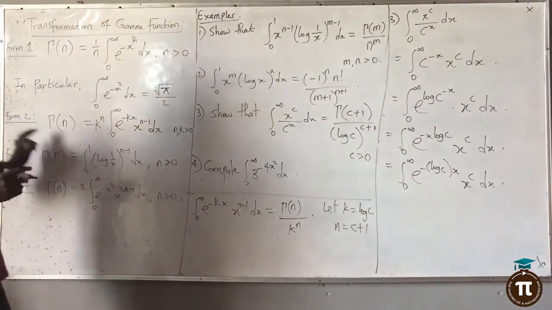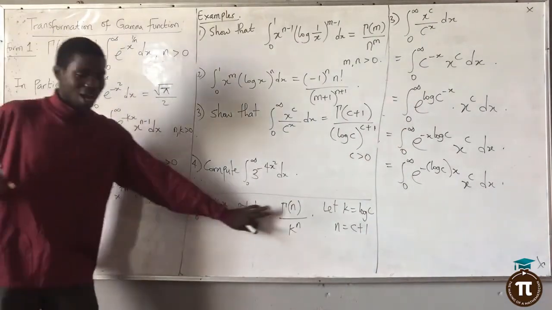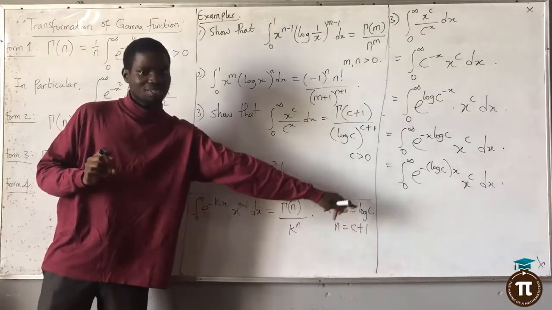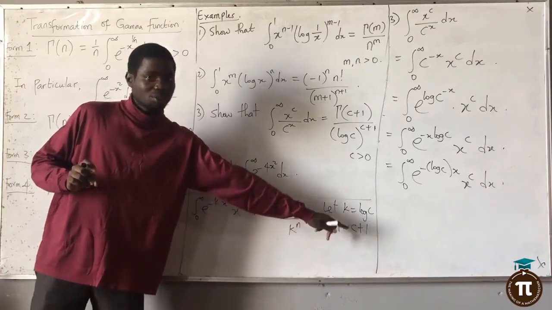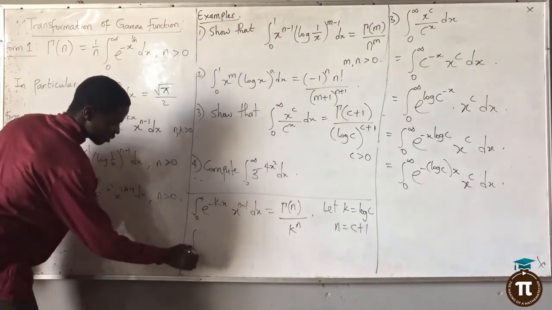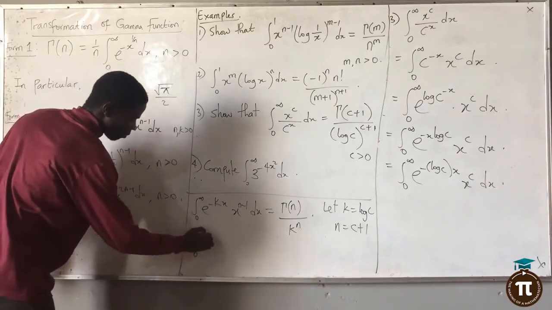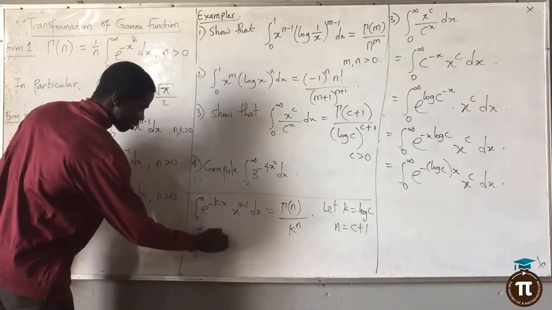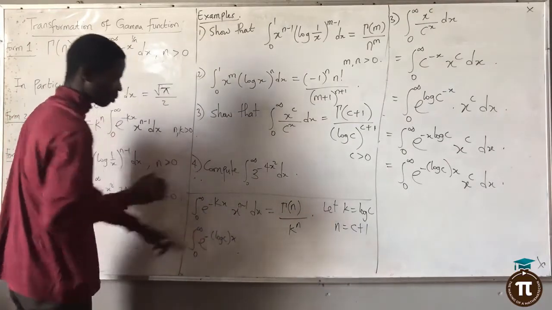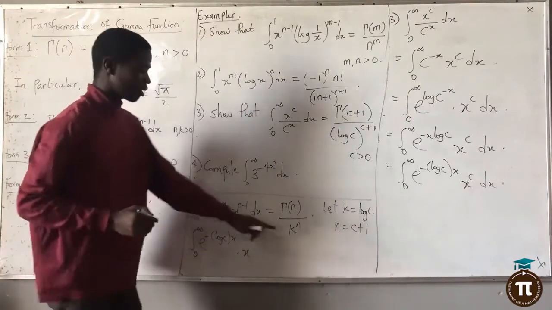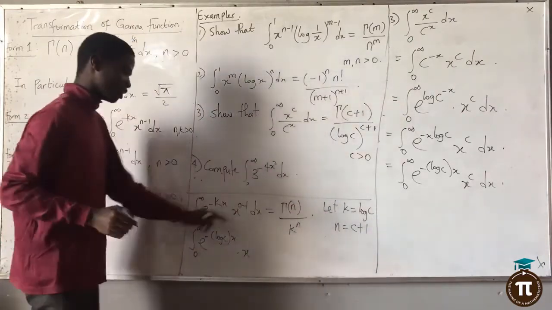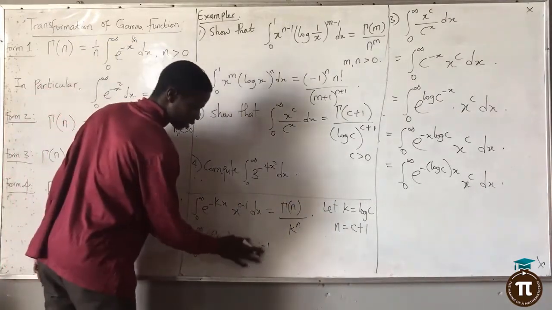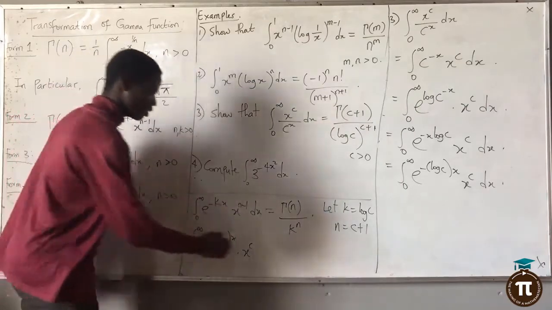So replace it here. Of course, I'm coming from 2. I have just rewritten from 2. Then replace this. Anywhere you see k, put log c. Anywhere you see n, put c plus 1. So this will become the integral from 0 to infinity of e raised to the power of minus k, but I said let k be log c, that will be log c, then s, multiplied by s raised to the power of n. Don't forget I said let n be c plus 1, so put it there. c plus 1 minus 1 will give me c. So I will just be having s raised to the power c ds.